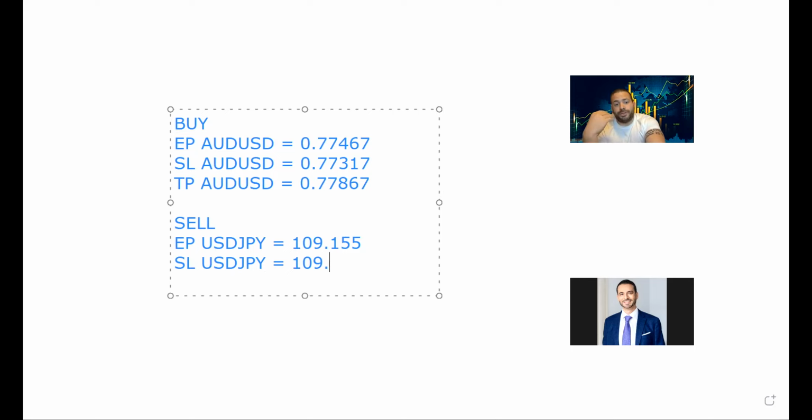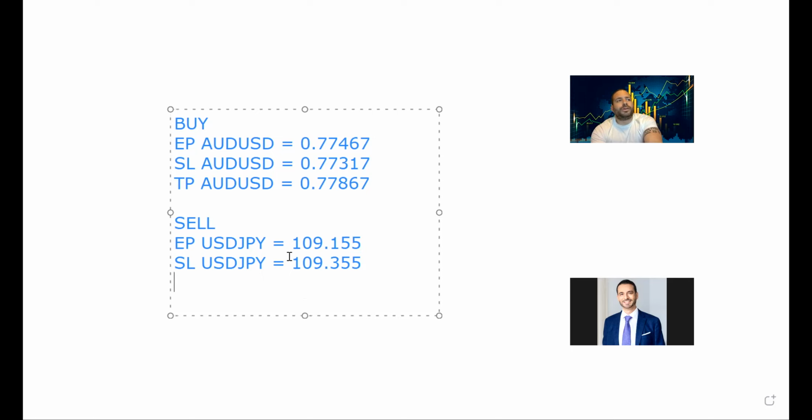So because we're selling USD JPY, our stop loss is going to be higher. I did say a 20 pip stop loss, and 15 plus 20 is 35. That's 20 pips. All we need to do is add the pipette back at the end. And our take profit on this one will be 50 pips. What's my take profit on this?